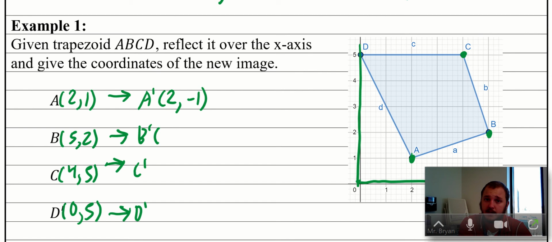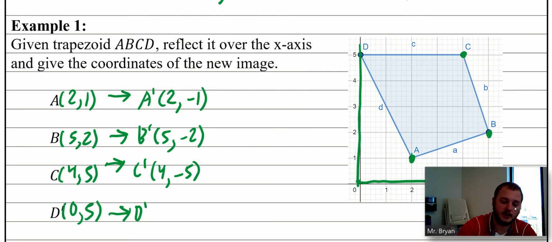Now for B, same thing. X-coordinate stays the same. Y-coordinate changes its sign. So it goes from +2 to -2. And I continue to do this for the rest of the coordinates. So right here, 4 stays the same, 5 changes the sign. And then same thing with D prime here. 0 stays the same. 5 becomes -5.